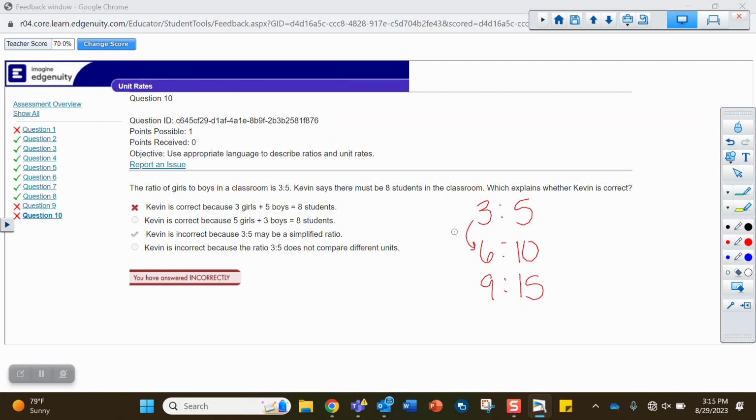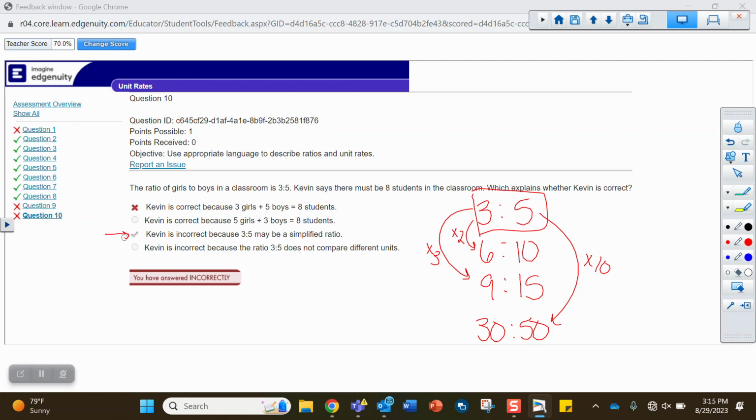So again, that one was times 2, this one was times 3, and we could even do something like times 10, right? That would be 30 to 50. So we're not actually sure how many students are in the room right away because this is simplified. And because it's simplified, there could be any multiple of 3 to 5 in the classroom. And so with this answer, Kevin is incorrect because 3 to 5 may be a simplified ratio. It doesn't mean there are only 8 kids in the room.